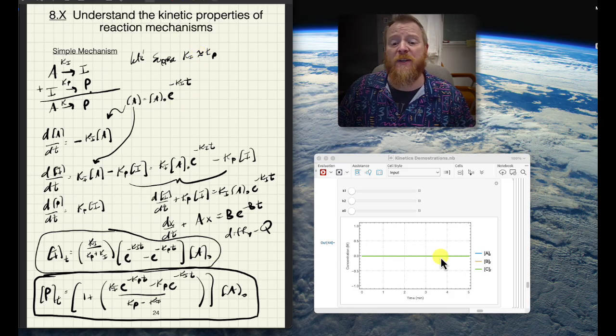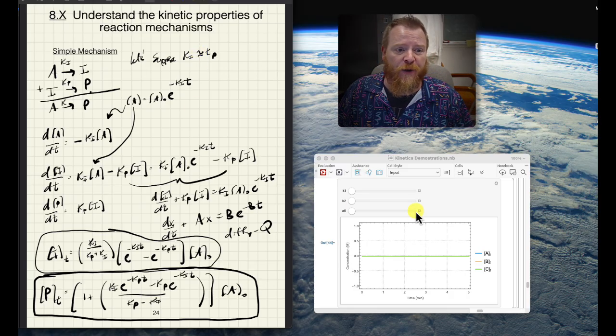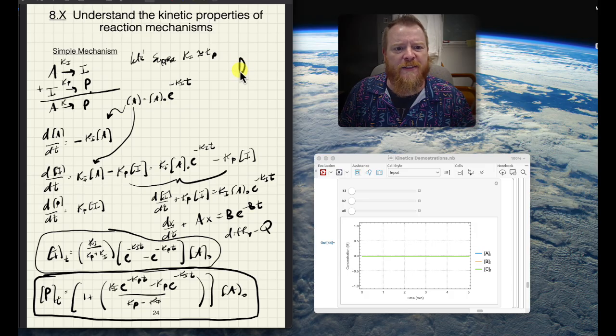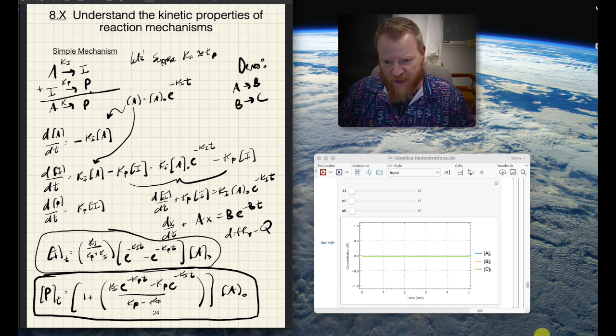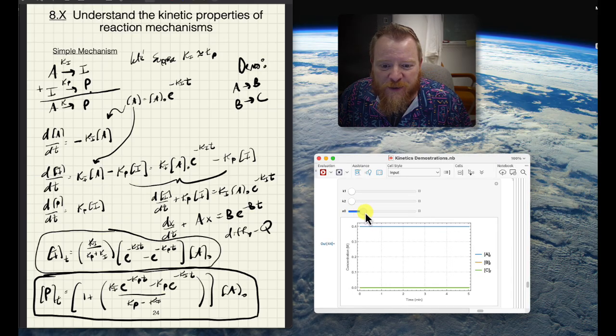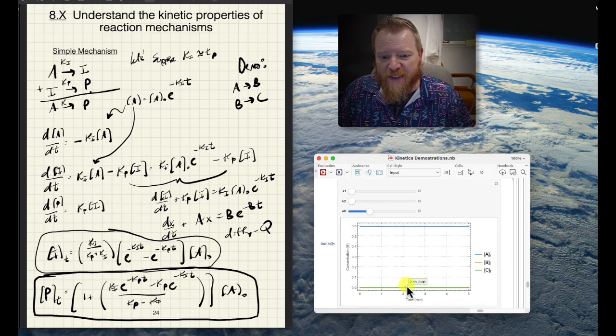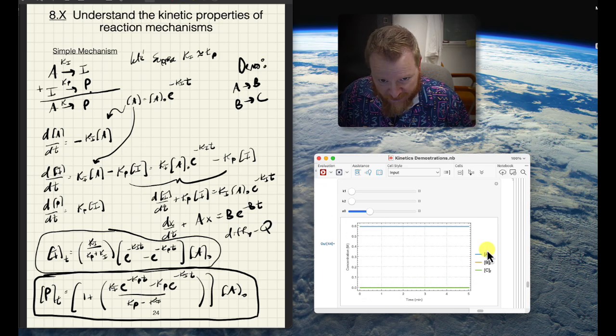So let's see what something like that looks like on my Mathematica file. So I've got this same mechanism set up here. And now the way that I've set this up for my demo, I know I should be consistent with my lettering, but it goes A goes to B, and then B goes to C. So that's how I have that set up here. So first I'm going to put some A molecules in there. And we can see my C and B molecules are at 0 because I haven't allowed them to react.